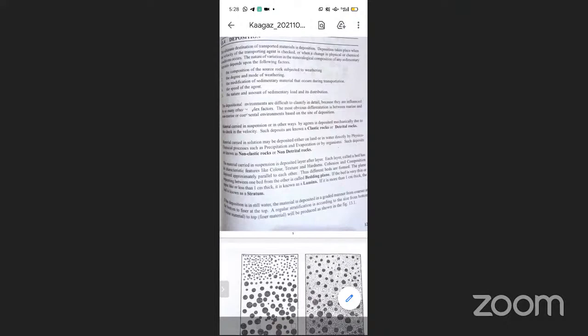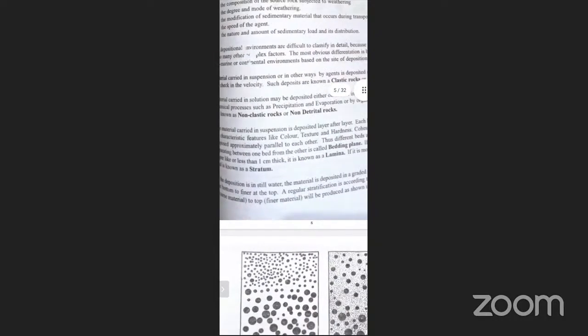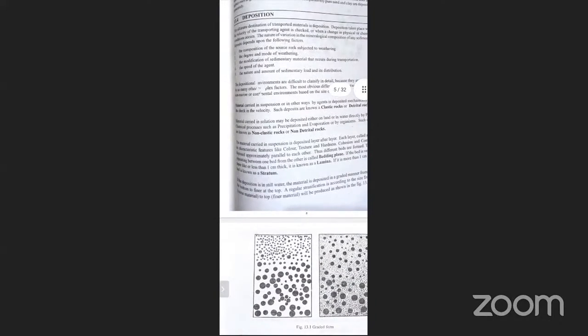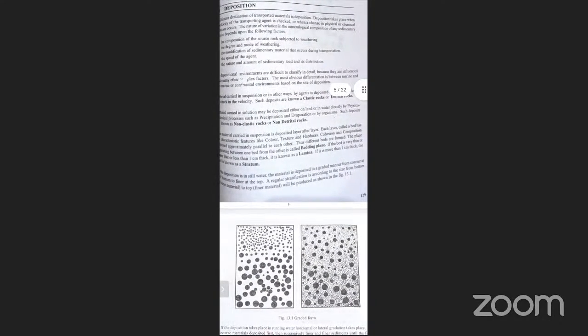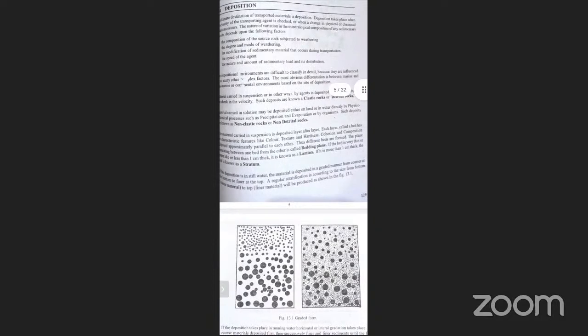Bedding plane means the plane separating one bed from another bed. Suppose the bed is very thin, like paper, with a thickness of less than 1 centimeter. It is known as a lamina. If it is more than 1 centimeter thick, that is known as a stratum.